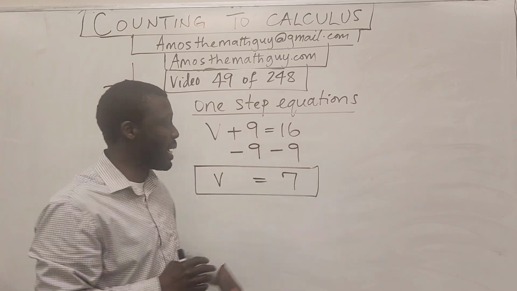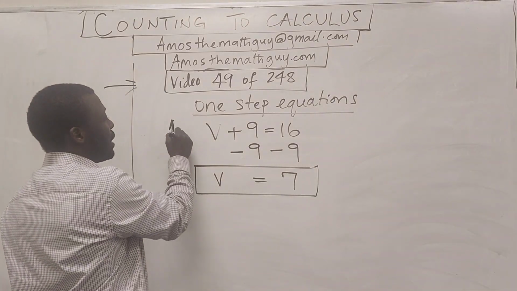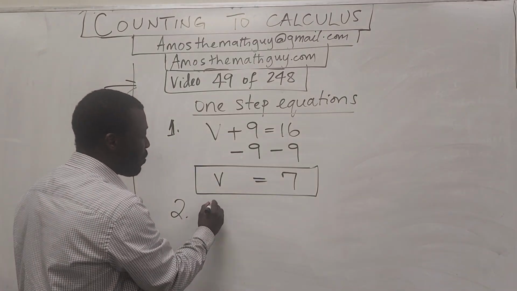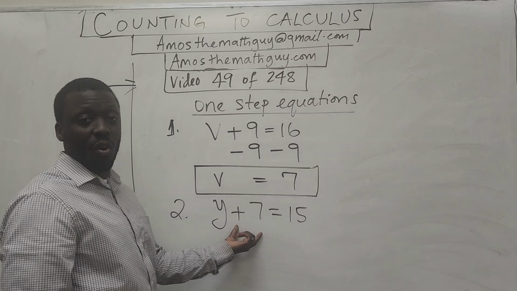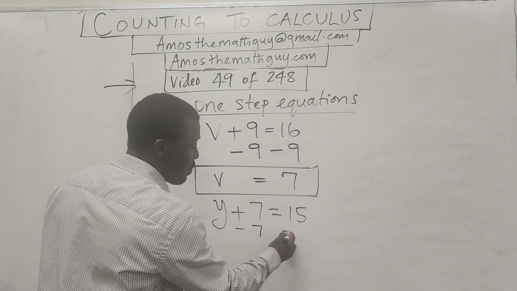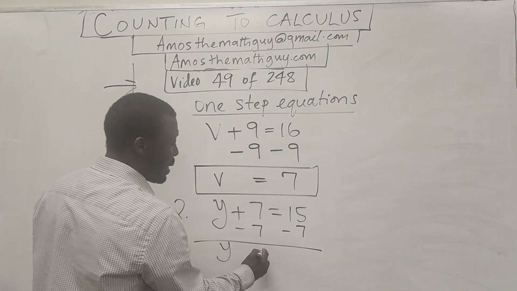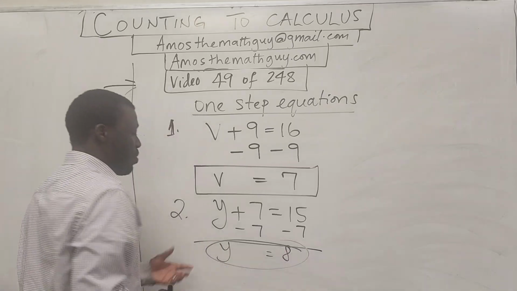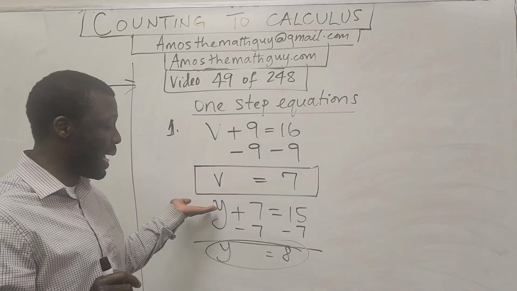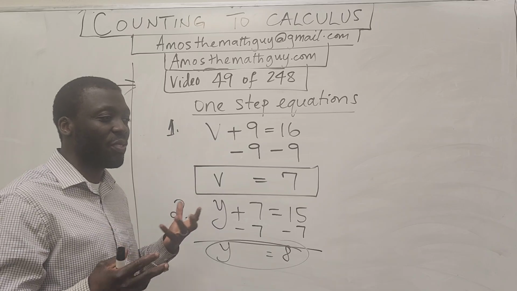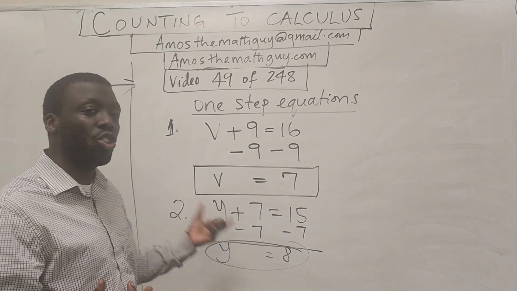So let's look at another example. Let's call this example 1. Example 2, if we have y plus 7 is equal to 15. We're solving for y, so we have to subtract 7 from both sides. That means y is equal to 8. So we subtracted 7 from both sides, everybody's happy. We could check our work by plugging 8 back in: y plus 7 is equal to 15. You could just say that you know y is 8, but can you justify it?